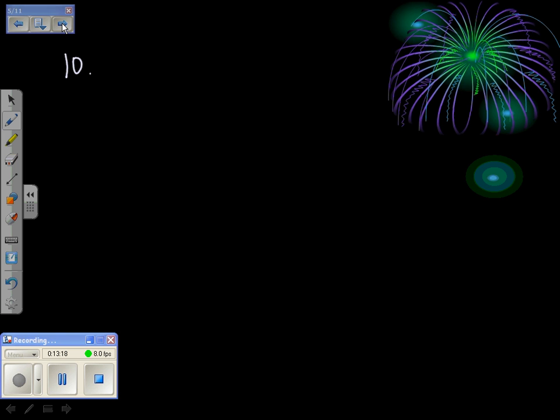Number 10. Number 10, we have a fly and a bat. Again, who's the observer and who is the source? Well, the main question says, what frequency would the fly hear? So the observer is the fly. That would mean that the source is the bat.